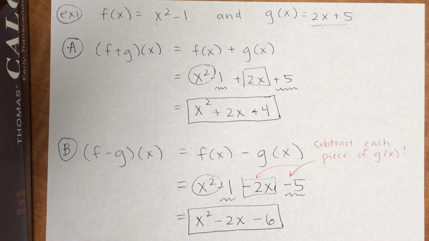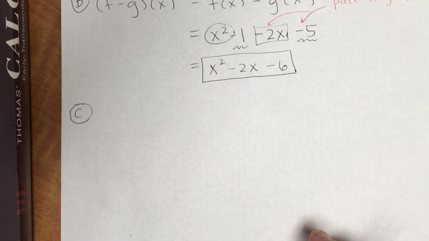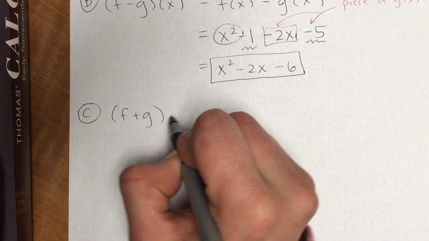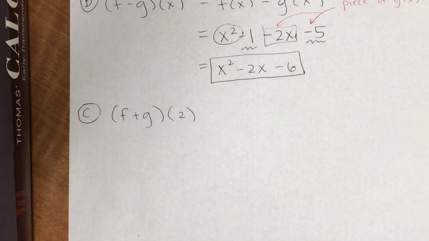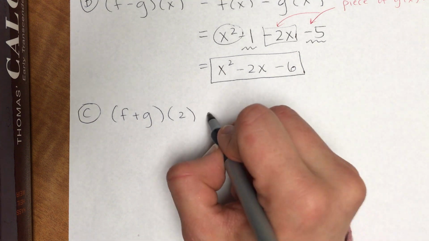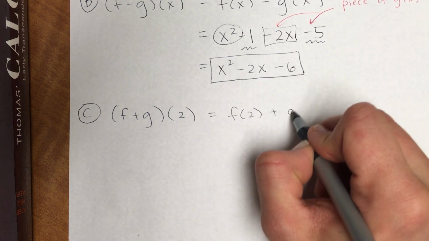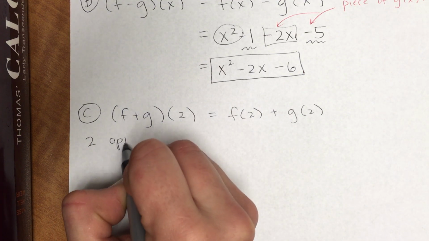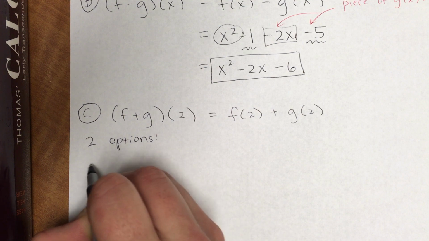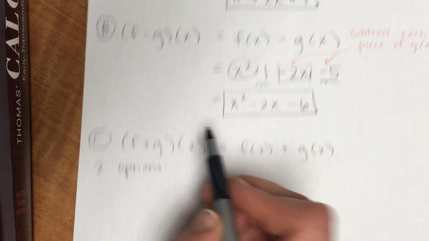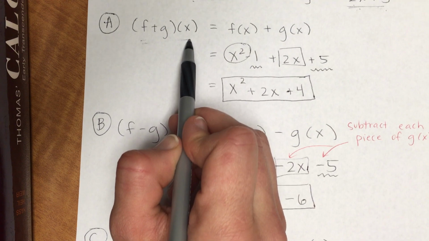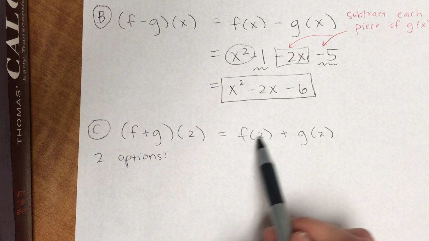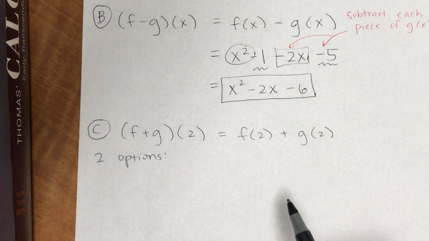Let's do one if I asked you to add, but if I gave you a specific number I wanted you to plug in. So what if you had something like (f plus g)(2)? This is f(2) plus g(2). So you have two options here, and this is always going to be the case. So first, you can figure out what your generic (f plus g)(x) is and plug into that equation. Or you can plug into f, you can plug into g, and then you can add your answers together.